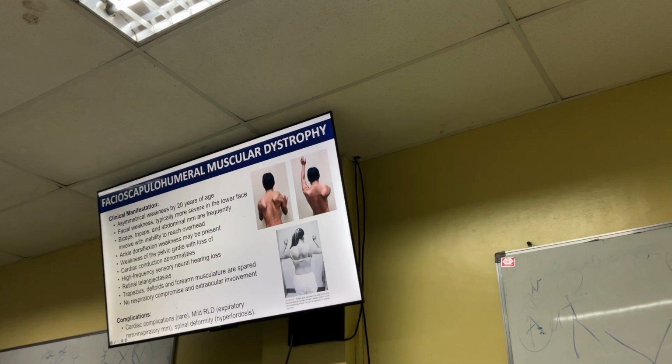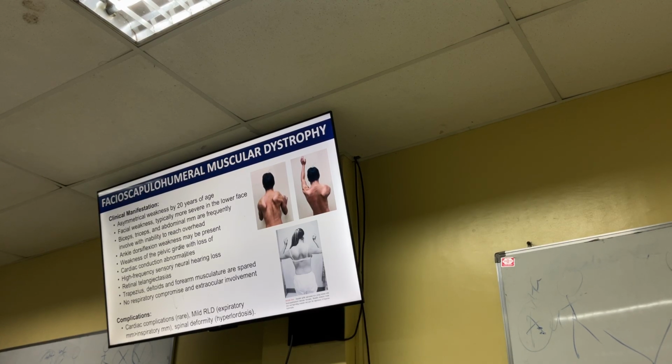Also, we have here facial weakness and cardiac conduction abnormalities. As well, guys, the patient may experience hearing loss and retinal telangiectasias. There is widening of the retina secondary to blood leakage of the retina. So the patient has a problem with the eyes, a problem with hearing, and muscle weakness. And that's facioscapulohumeral muscular dystrophy.